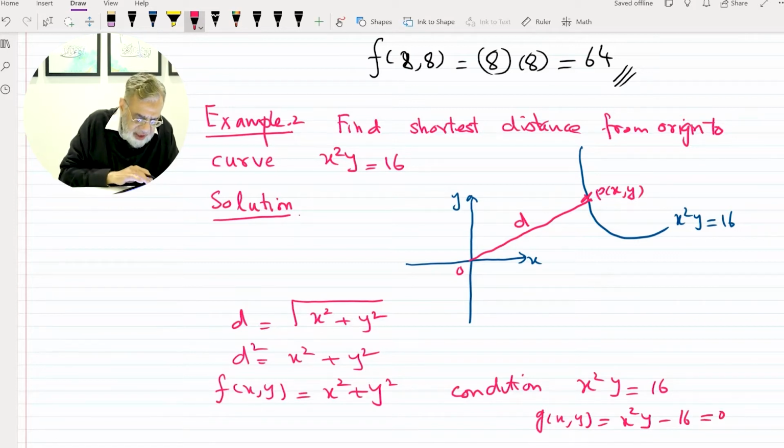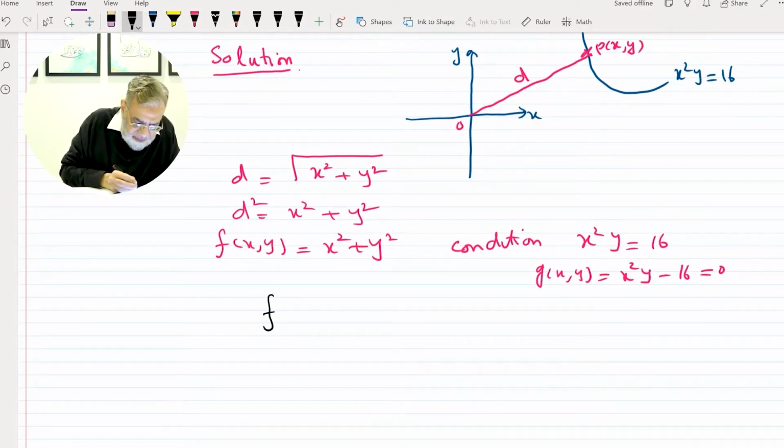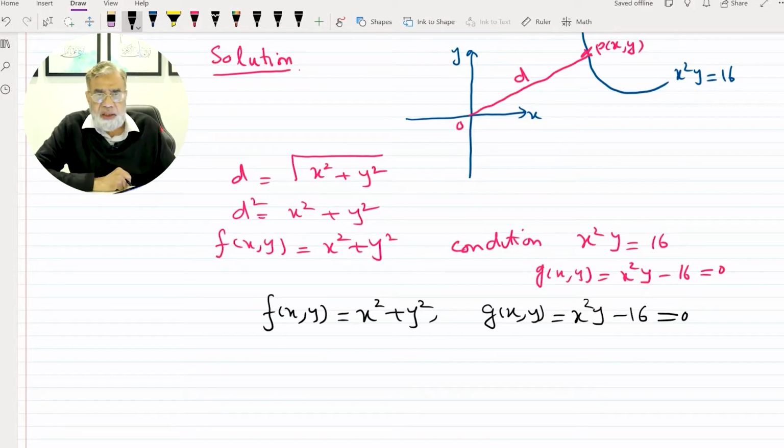So I have the function and I have the condition. Now I have f(x,y) equal to x squared plus y squared, and the condition g(x,y) equal to x squared y minus 16 equal to 0. Here I was given the condition, but the function was not given. I have to generate the function by using the concept given in the problem. So this is the first stage, and then, having the function and the condition, we proceed by using a Lagrange multiplier.